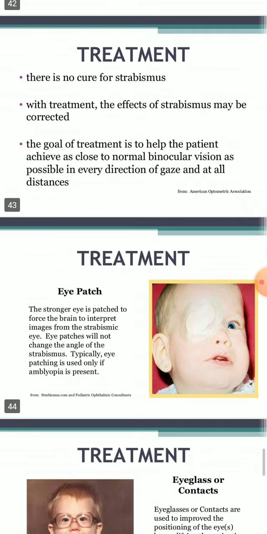Treatment. There is no cure for strabismus. With treatment, the effects of strabismus may be corrected. The goal of treatment is to help the patient achieve as close to normal binocular vision as possible in every direction of gaze and at all distances.